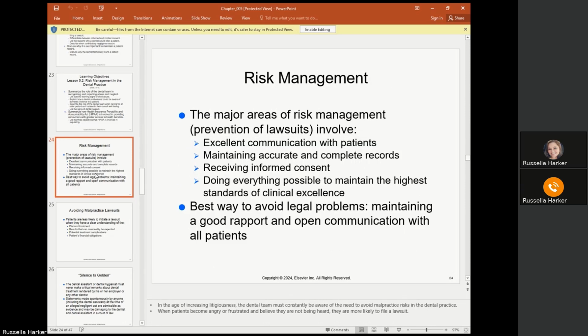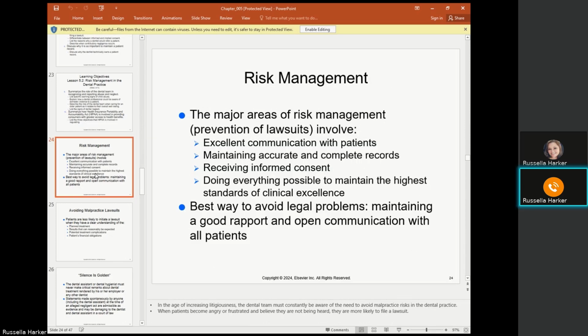Receiving informed consent. So making sure that the patients are aware of what the treatment is that they need, what the cost is going to be, and what their alternatives are. Doing everything possible to maintain the highest standards in clinical excellence should be something that you strive for every day, and that will also help to prevent lawsuits.